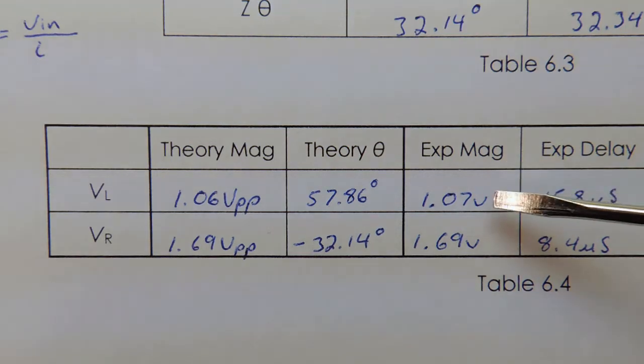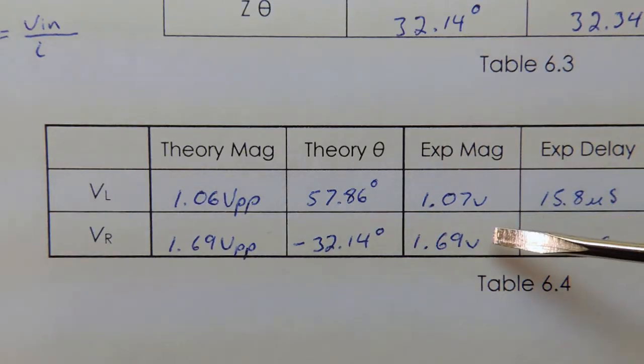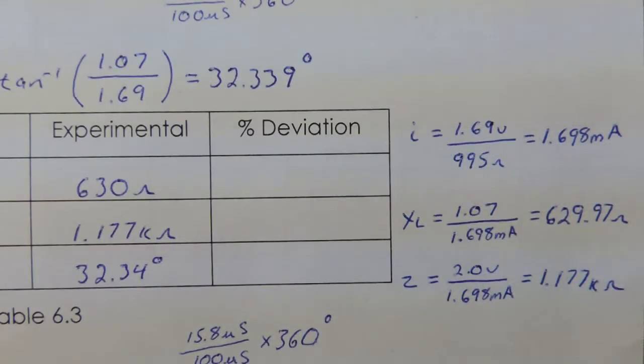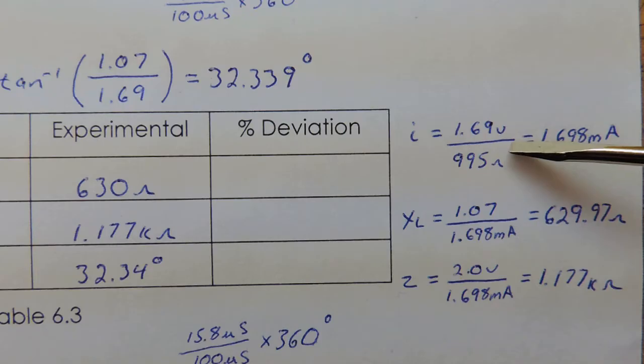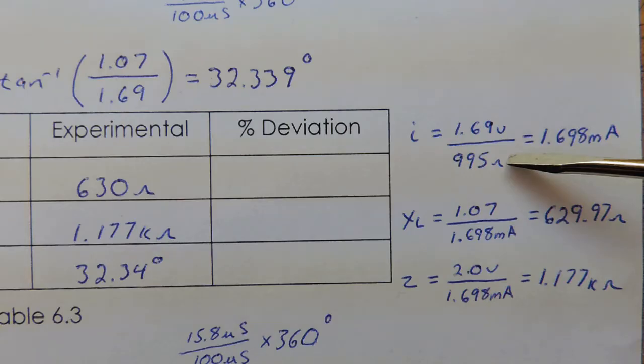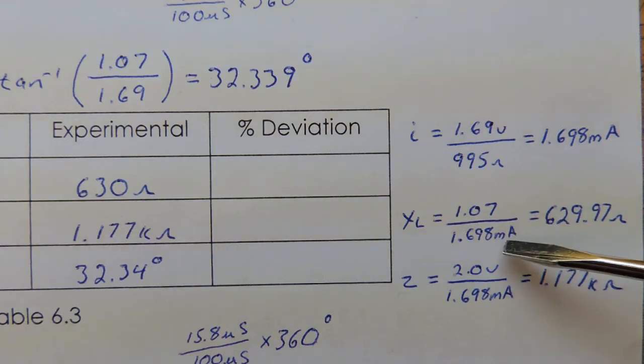So on table 6.4, my experimental magnitude for VL was 1.07 volts, and for VR it was 1.69 volts. So looking at my calculations for I, it's 1.69 volts peak to peak, divided by my measured resistance of 995 ohms. So that worked out to 1.698 milliamps. For XL, it was 1.07, so that was VL, divided by the current above, which is 1.698 milliamps, and that worked out to 629.97 ohms.